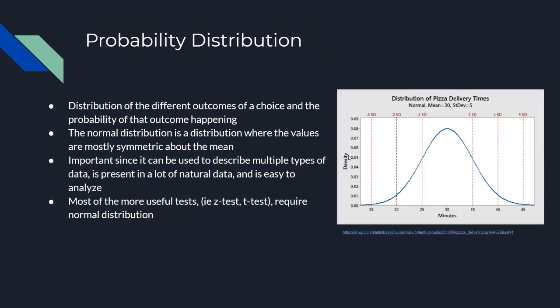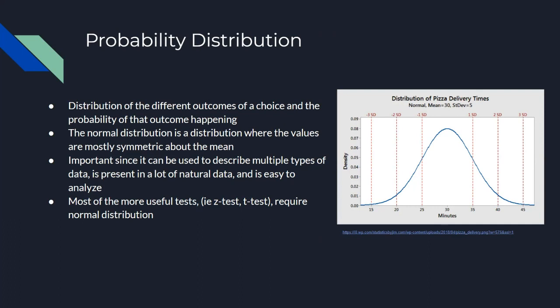And then we have probability distribution, which is yet another thing about SPC. A probability distribution is a chart of the different outcomes of a choice and the probability of that outcome actually happening. The normal distribution is the most common. It is present in a lot of natural types of data. The values are mostly symmetric about the mean, meaning that values are a lot more commonly at the mean than outliers. So they're all going to be clustered more around the center of the graph than out on the edges.